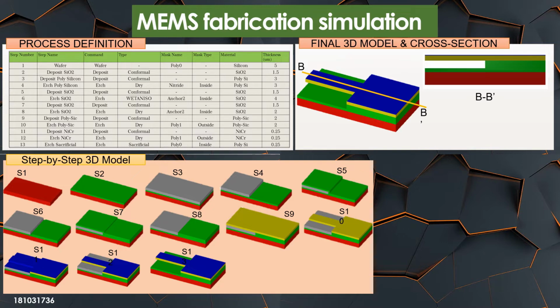Next, we deposit an NiCr material. Then we etch the NiCr material to achieve the cantilever design shape. And lastly, we etch the sacrificial polysilicon. Based on the picture above, this is the final 3D model and cross-section of our cantilever design.